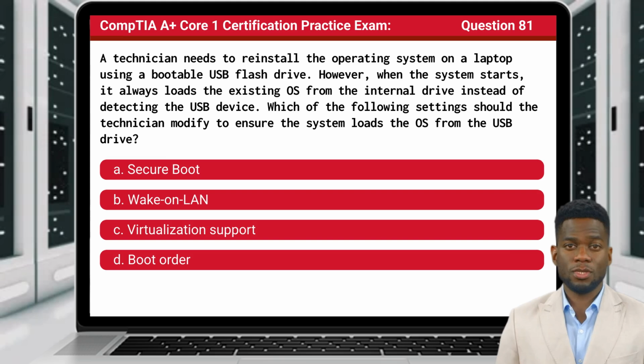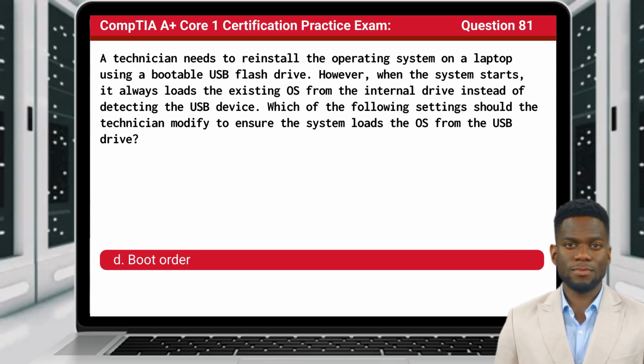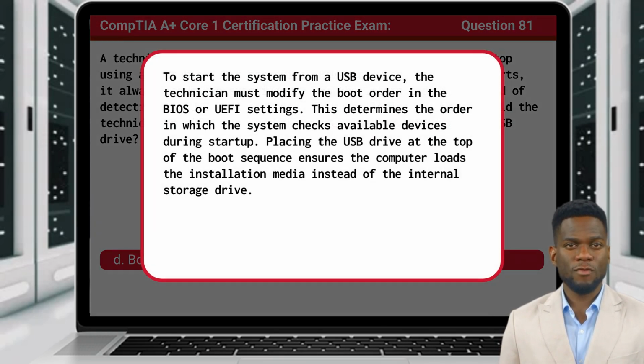The answer is D. Boot order. To start the system from a USB device, the technician must modify the boot order in the BIOS or UEFI settings. This determines the order in which the system checks available devices during startup. Placing the USB drive at the top of the boot sequence ensures the computer loads the installation media instead of the internal storage drive.